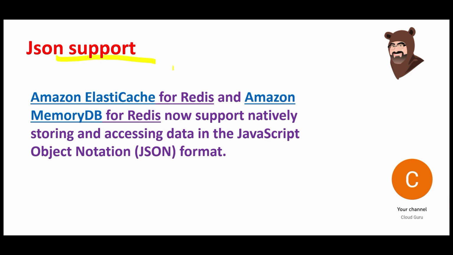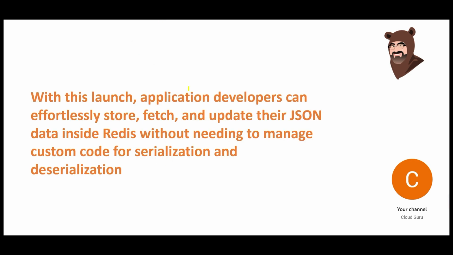and there is a JSON support also available now. So you can natively store and access the data in JavaScript object notation format, that is JSON format. You might ask, what is the advantage of doing this? The JSON is a very important way of sharing data, and with this launch, the application developers can store, fetch and update JSON data inside Redis. If they didn't have this feature, they would have used custom code for serialization and deserialization. The advantage this adds is, now you don't have to write a custom code. This is a ready-made feature which is getting available for you.